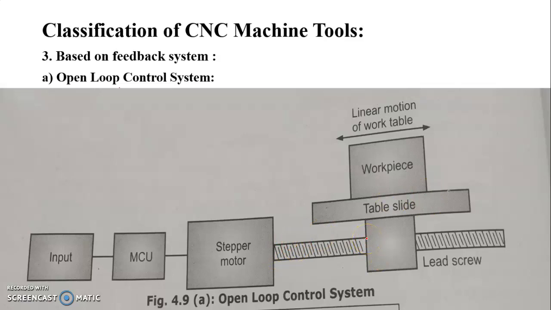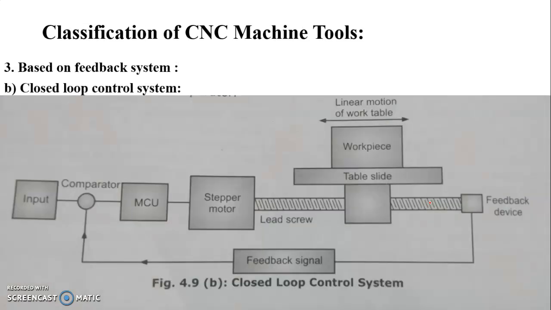However, there is no provision to ensure that the slide has actually moved through the desired distance, and that it has actually acquired the desired position as a result of this movement. The actual movement of the slide may vary with changes in external conditions, wear of drive components or backlash error in the lead screw. So this is about the open loop control system.